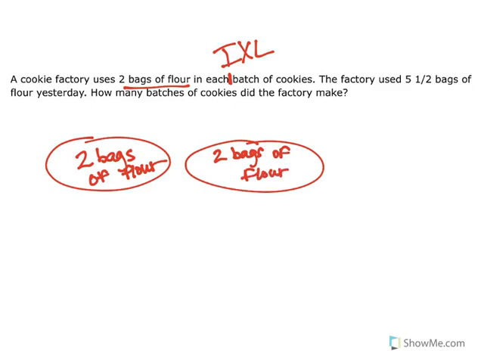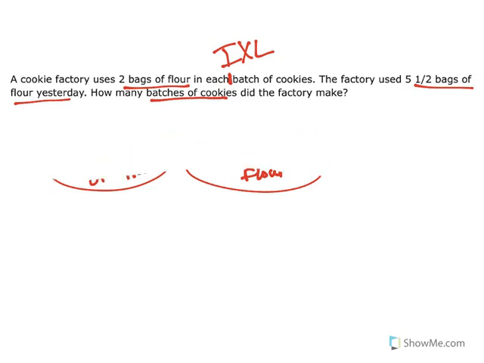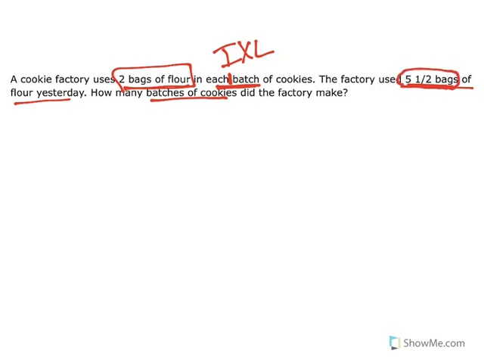All right, now the factory used 5.5 bags of flour yesterday. How many batches of cookies did the factory make? I don't know how many batches. I know it had to be more than 2 batches, but how many? All right, so obviously here, we know we need to divide. To make 1 batch, I need 2 bags. Here, it tells me I used 5.5 bags of flour yesterday.